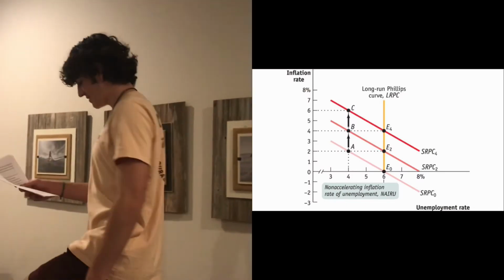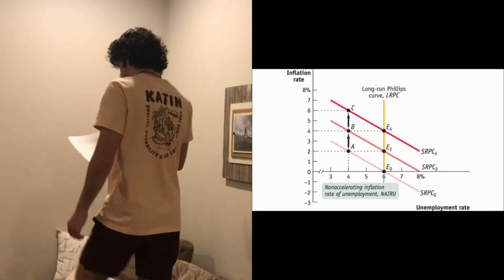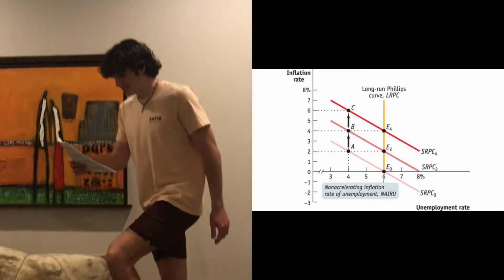Moving on to the long run situation, the LRPC shows the relationship between unemployment and inflation in the long run, after expectations of inflation have had time to adjust. This is represented by a vertical line, because any unemployment rate below the NAIRU leads to an accelerating inflation rate. The NAIRU, or the non-accelerating inflation rate of unemployment, is defined as the unemployment rate at which inflation does not change over time. In other words, the long-run Phillips curve shows that there are actually limits to expansionary policies.